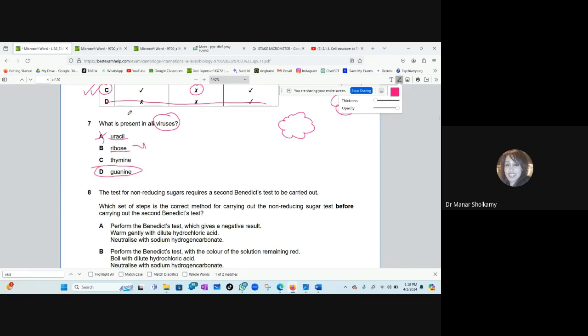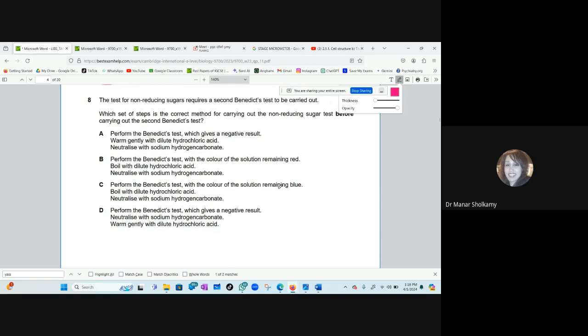Ribose is only found in the RNA virus. So if we have a DNA virus, ribose will not be present. So B is wrong. Thymine is only present in a DNA virus, so it is not right. So it's guanine. 8. The test for non-reducing sugars requires a second Benedict test to be carried out.